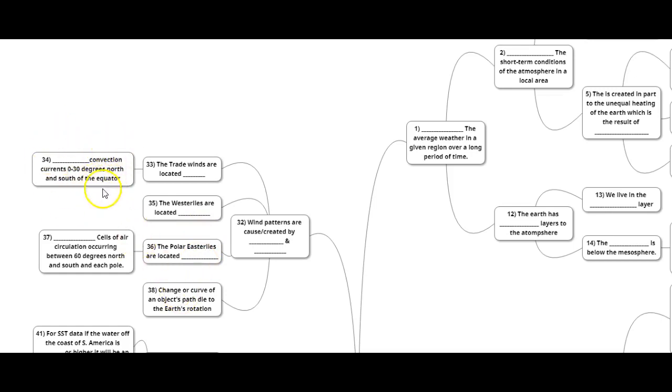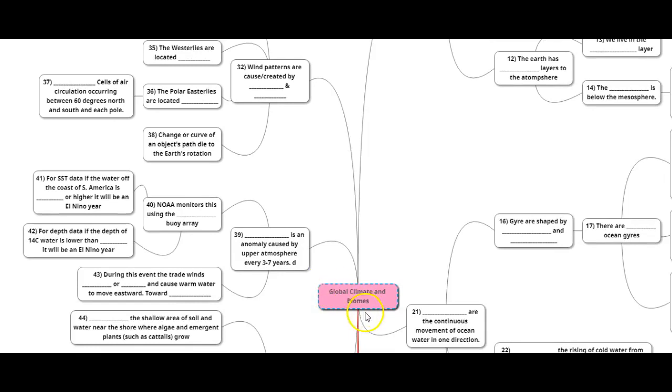Convection currents occur between 0 and 30 degrees north and south of the equator. Make sure you know what those are. Cells occur between 60 degrees north and south at each pole. Make sure you know what that is. Change or curve of an object's path due, I know it says die, but due to the Earth's rotation. That one is the Coriolis effect.